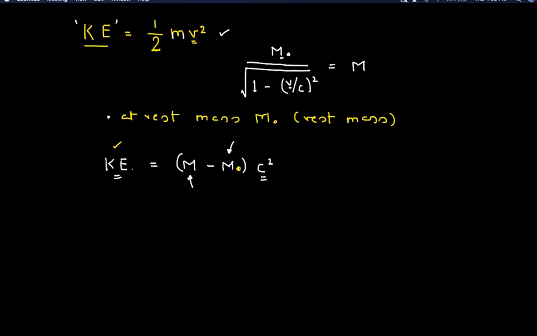It is as simple as this: if there is more energy in an object, it automatically means it has more mass, because you are supplying energy, and that energy will get converted into mass. And how much will the mass become? Mass will become m naught divided by root over 1 minus v by c whole square. This is given by Einstein.